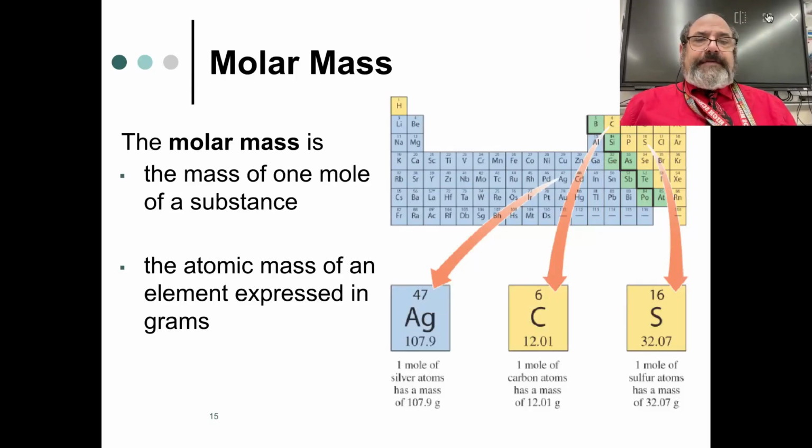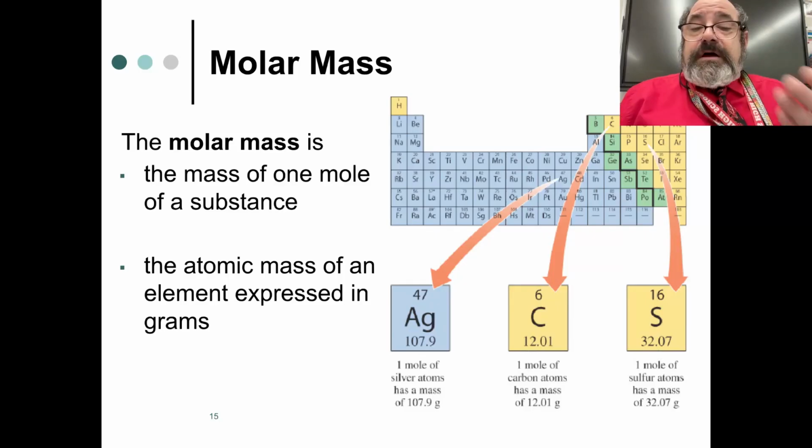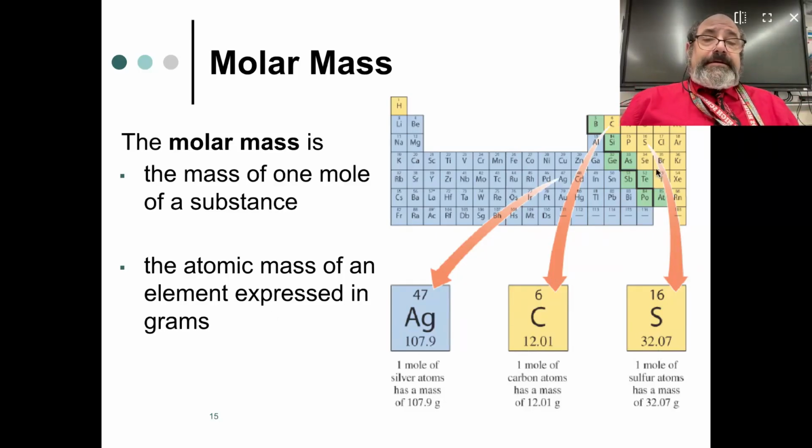And once again, here is the periodic table. You can find all of the elements. Sulfur is 32.07. You can round to 32. Carbon is 12. Silver is 107.9, so you have to round up. Okay, so each of these moles of atoms have the same number, but have different masses, just like elephants and cookies.